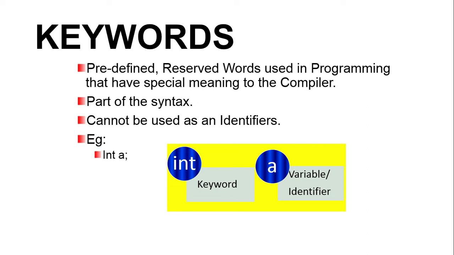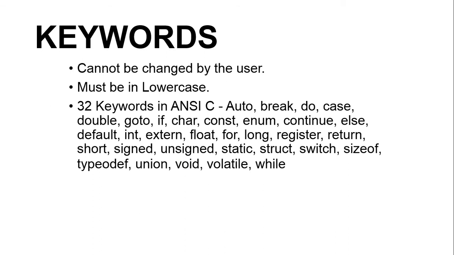Please remember that there are 32 keywords used in C programming, and we cannot change a keyword at any cost. It is predefined. It must be in lowercase, that is the second condition. The keyword should be in lowercase. And as I already told, there are 32 keywords in ANSI C. These are the 32 keywords, for example auto.